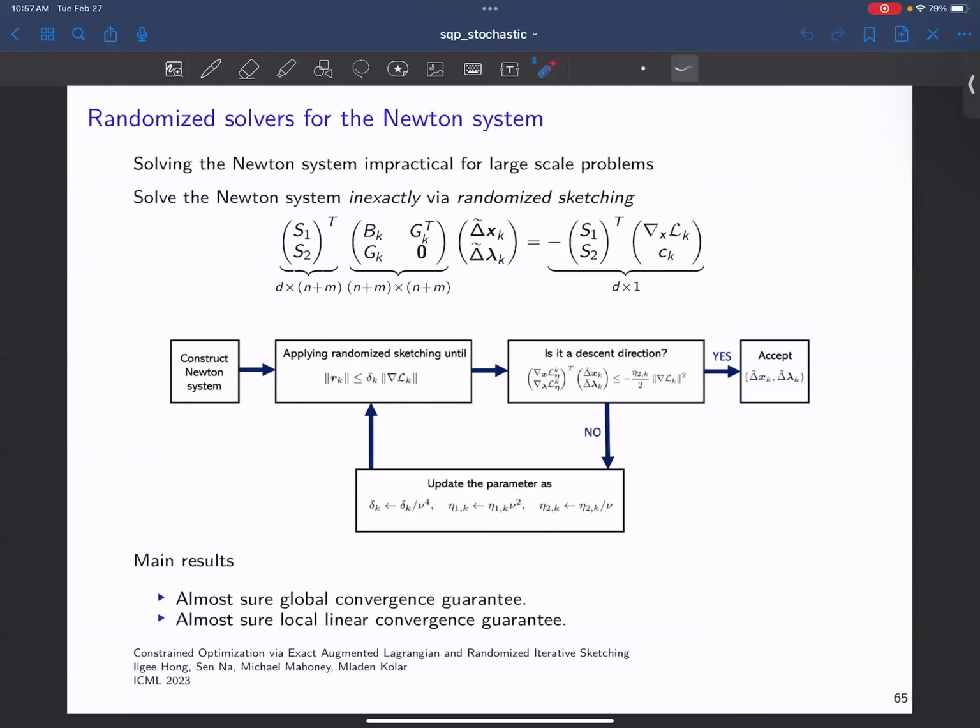And in a paper published in ICML 2023 with Ilge Hong, we investigated using randomization to solve the inner Newton system. Essentially, one computationally costly part of SQP is solving a linear system. Just like in Newton's method for unconstrained problems, finding the search direction is computationally expensive. So here we investigate how we can use stochastic randomized solvers to solve this equality constrained system, to design an algorithm that will provably converge to a stationary point of the constrained problem. This is work in a deterministic setting.